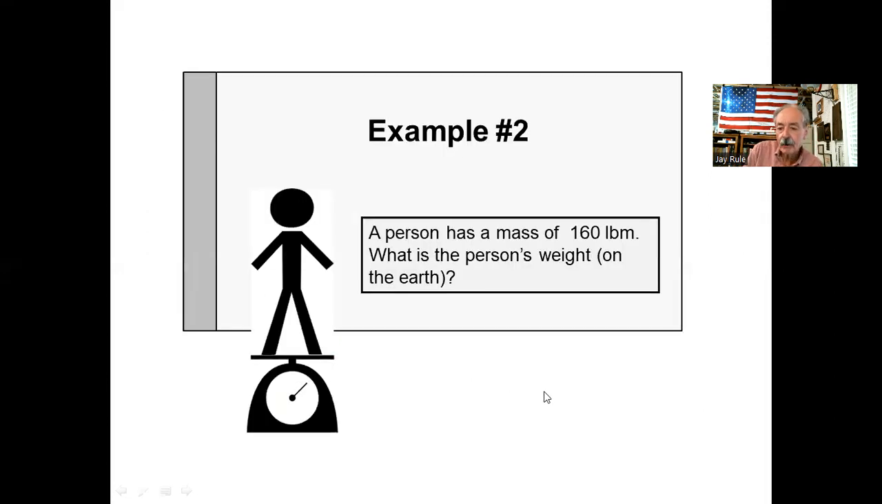Example 2, a person has a mass of 160 pounds mass. In your book, it's going to be 160 lb. And I learned to write down lbm instead of lb. Either way is going to be acceptable for you as an engineer. lb, that's a mass, or lbm, that's a mass. What is a person's weight on Earth? Okay, think to yourself, what will the units of a person's weight be in English units? Pounds force, lbf.